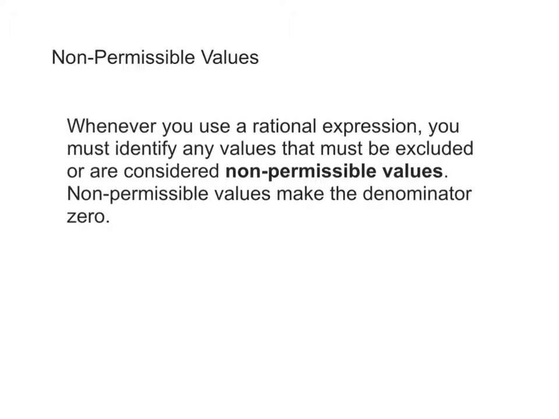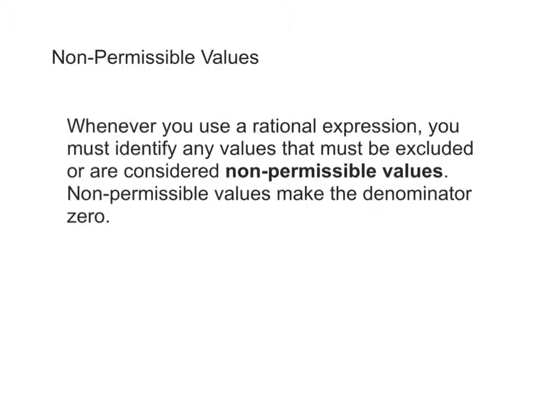Whenever we talk about rational expressions, which is what this unit is going to be about, rational expressions and equations, we have to consider non-permissible values. Those are numbers that could be put in place of the variable that would make it a non-real number. Basically, that happens when the denominator is 0.